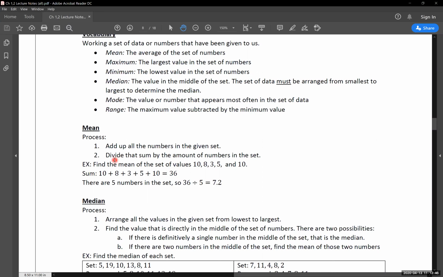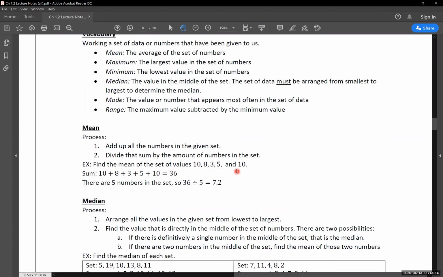And I'm going to divide that result by 10 because that's the amount of numbers, or amount of elements, the way you could look at it, that I have in the original set of data. So I'm going to go through and write this out just for the sake of seeing how we could organize this in our work. I think it's worth seeing one way of organizing it at least once. So find the mean of the set of values 10, 8, 3, 5, and 10.